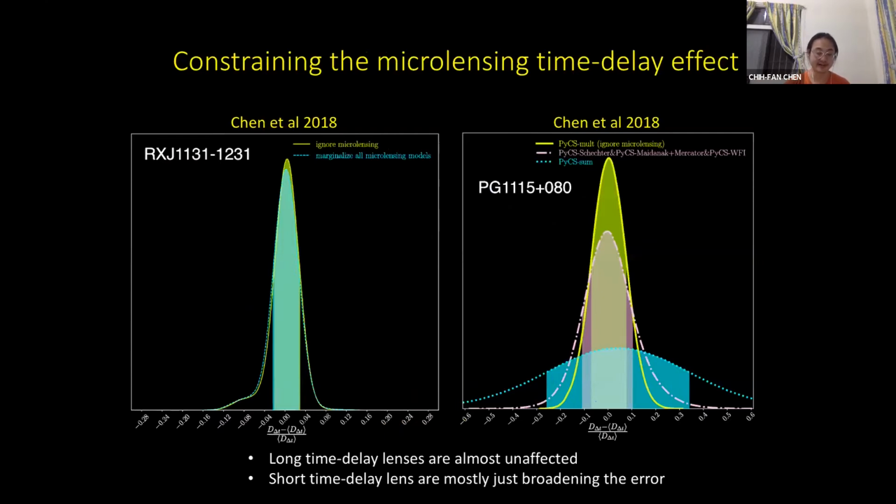So we examined the effect on the inferred distance and found that for long time delay lenses, they are almost unaffected. You can see in the left figure with a 90 day time delay, the error on the time delay distance with or without considering the microlensing time delay effect is almost identical, except for slightly degraded precision. On the right hand side, the figure with the 13 day time delay, it is just broadening the error. It is very easy to understand. For example, if a lens has a 100-day time delay, a 1 or 2 day shift because of the microlensing time delay effect doesn't really impact the determination of the time delay distance.